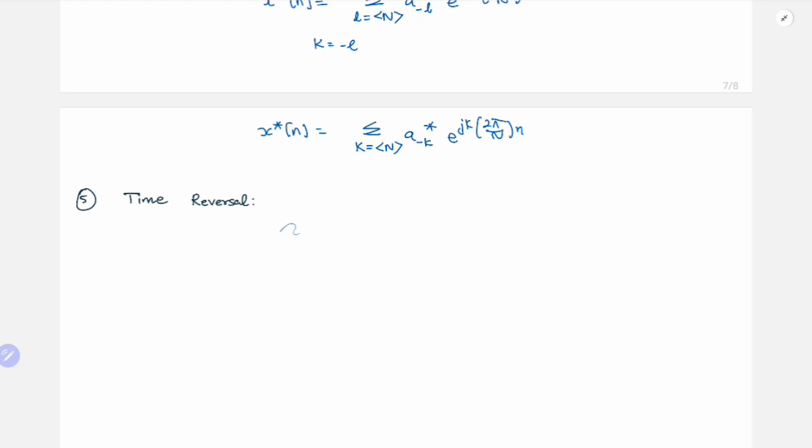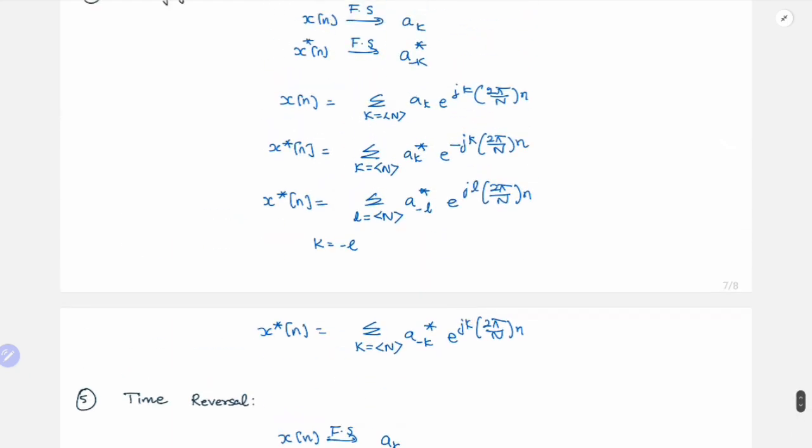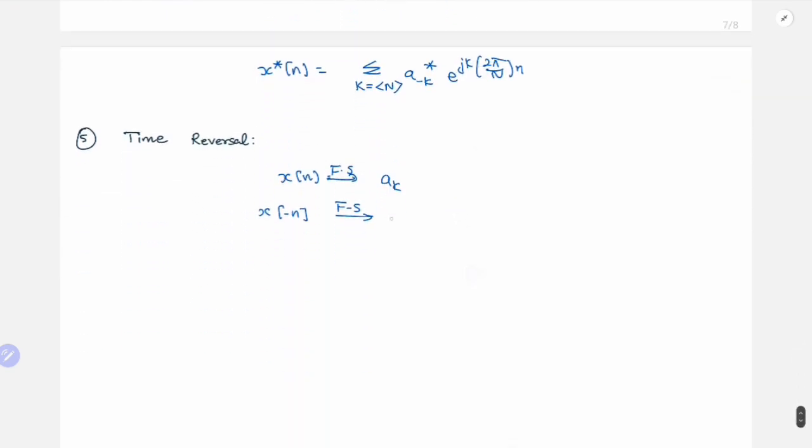So we'll be doing a similar thing. x of n gives me Fourier series a_k. And what about x of minus n? What do you think from this derivation? It is simpler, right? If you have minus n, only this n will become minus. So this form will be similar, but here you will have a_k, so at last you will get a minus k. That is the only difference. So we'll derive that also.